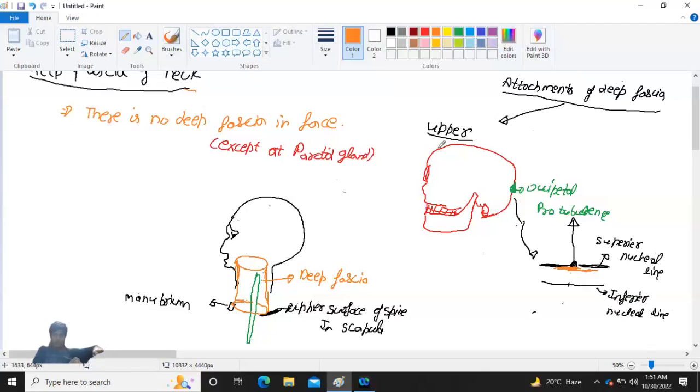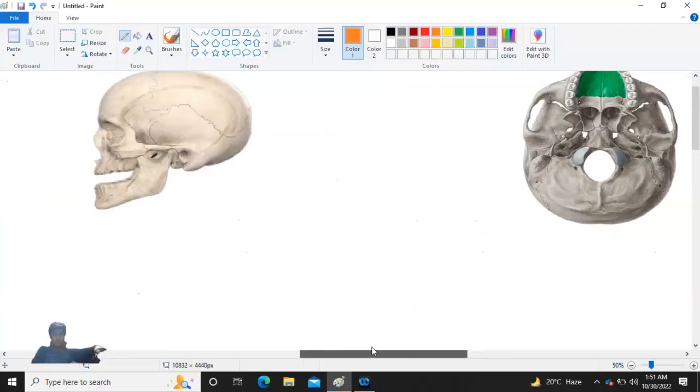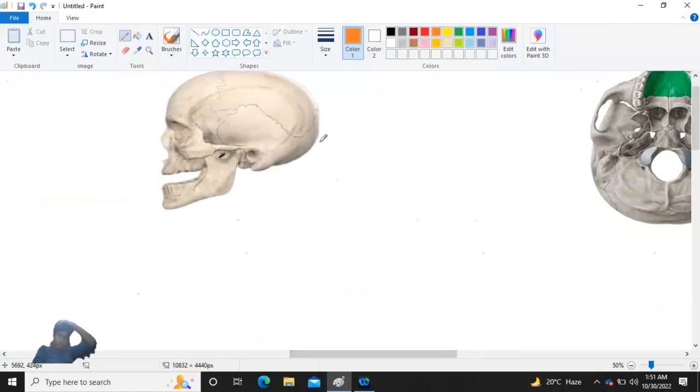Here we can draw. Wait, this is the view. This is our skull. So here this is the occipital protuberance. From here it descends to the mastoid process. We can draw from occipital protuberance and the superior nuchal line. This deep fascia extends to the mastoid process here. Then it descends to the angle of the mandible. This is the angle of mandible.